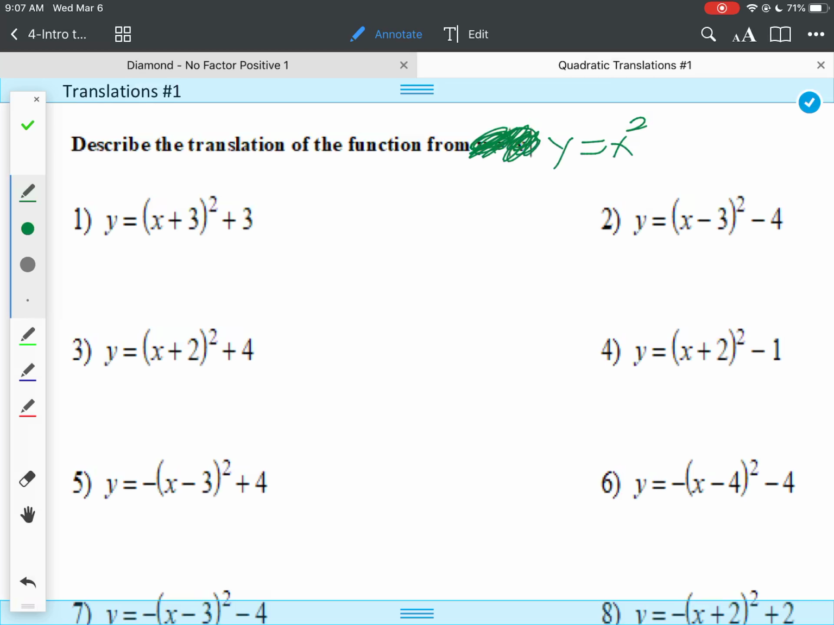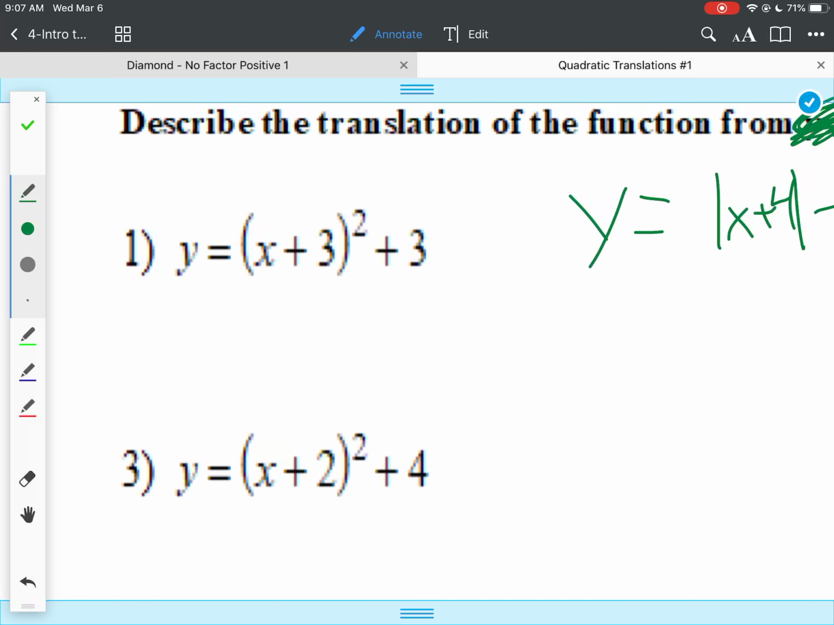So from x squared, where do all these functions move? Okay, it's the same setup as absolute value. So we had absolute value, right? It was something inside the bars and something outside the bars. Okay, works the same way with quadratics. Whatever's inside the parentheses moves left and right, and whatever's outside the parentheses moves up and down.